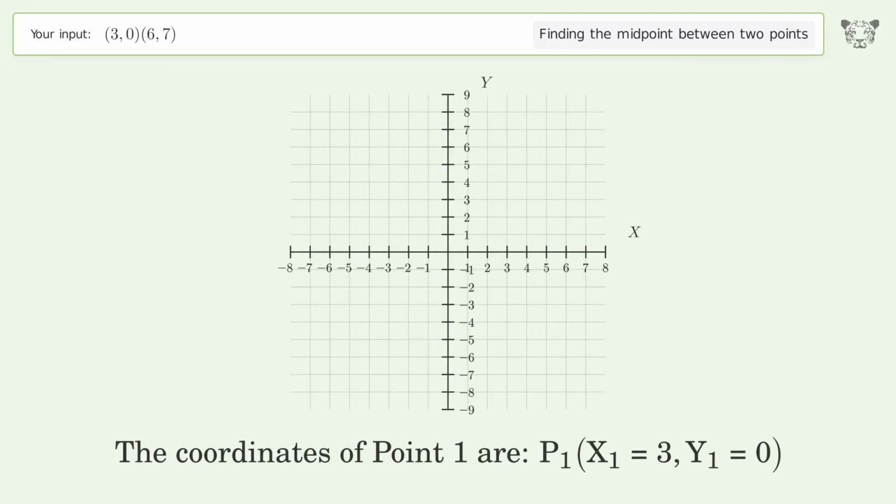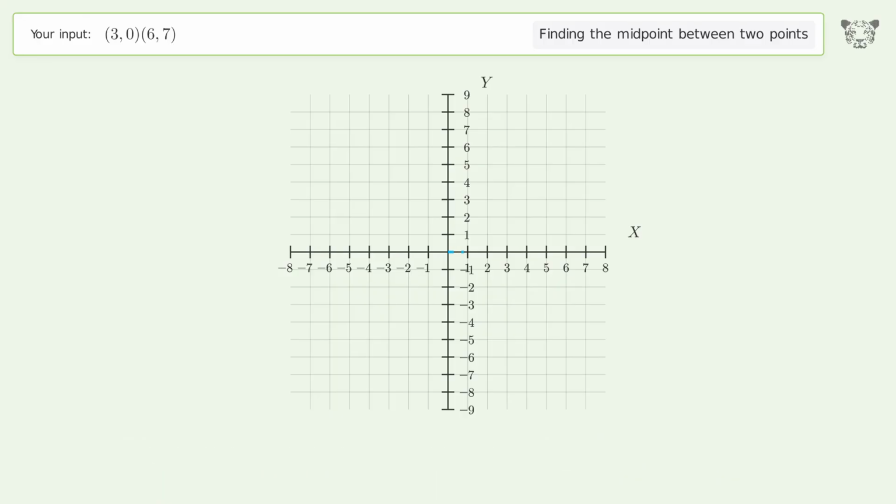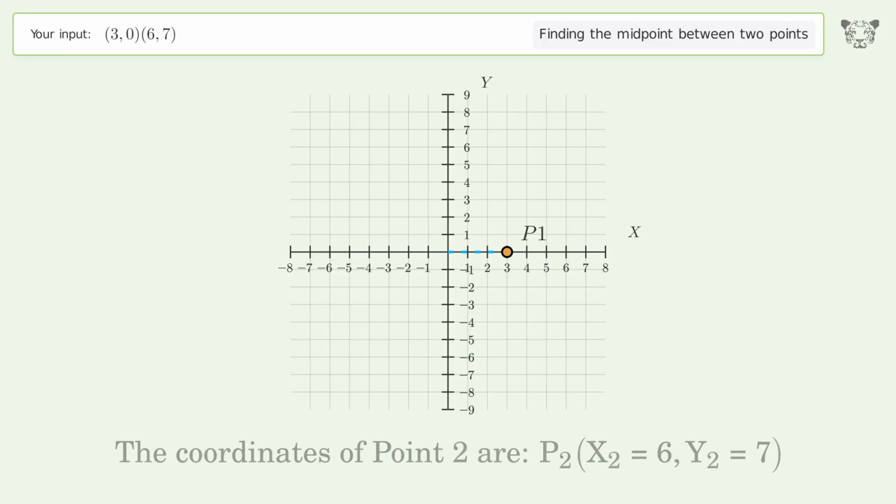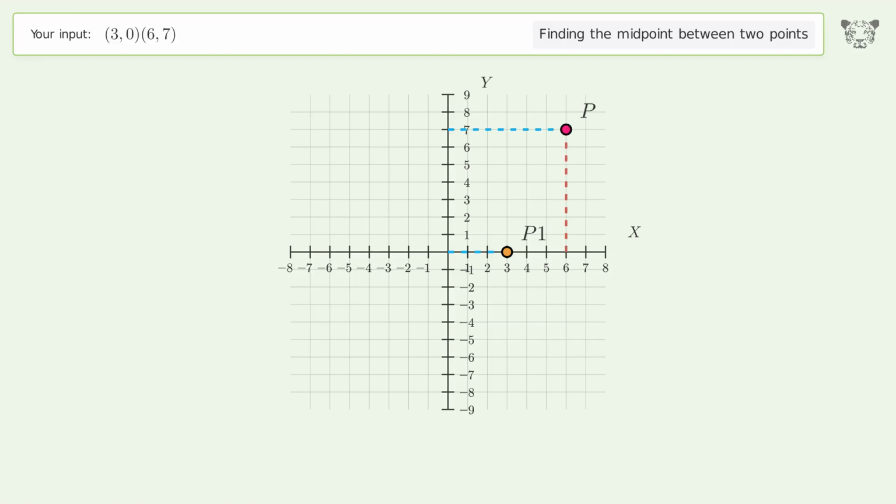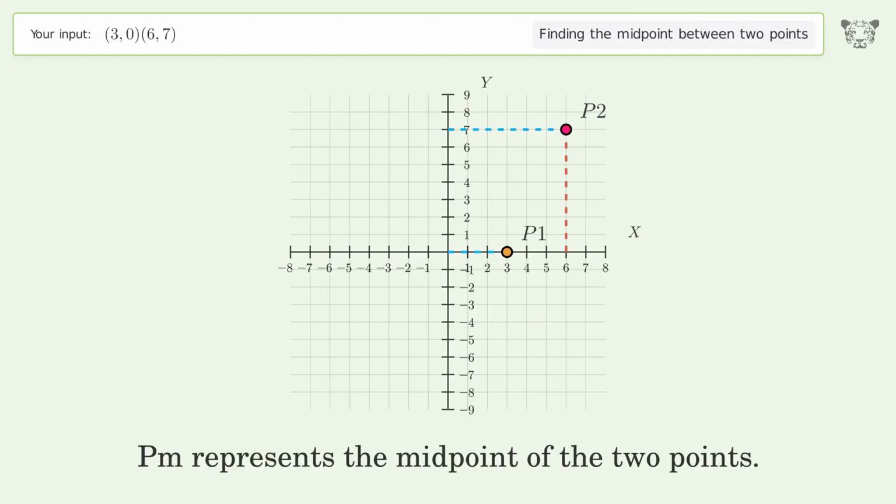The coordinates of point 1 are x1 equals 3, y1 equals 0. The coordinates of point 2 are x2 equals 6, y2 equals 7. PM represents the midpoint of the 2 points.